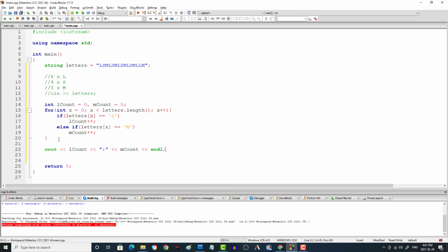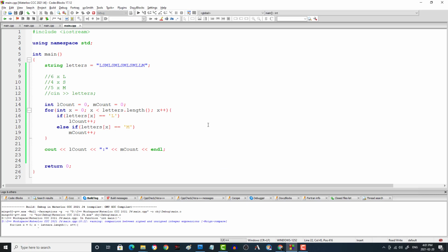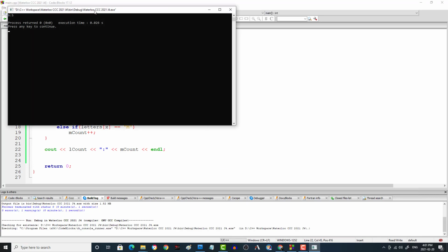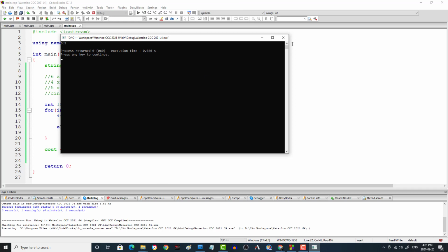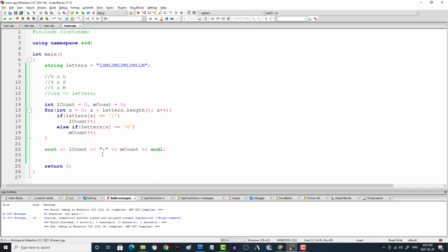Right, and we're just going to see what the total counts are, and it should count. So 6, 5, is that correct? Yep, that's correct. Now, if I know the size, then I can also calculate how many of the S's there were. So that's why I don't need to do the counting of the S's.